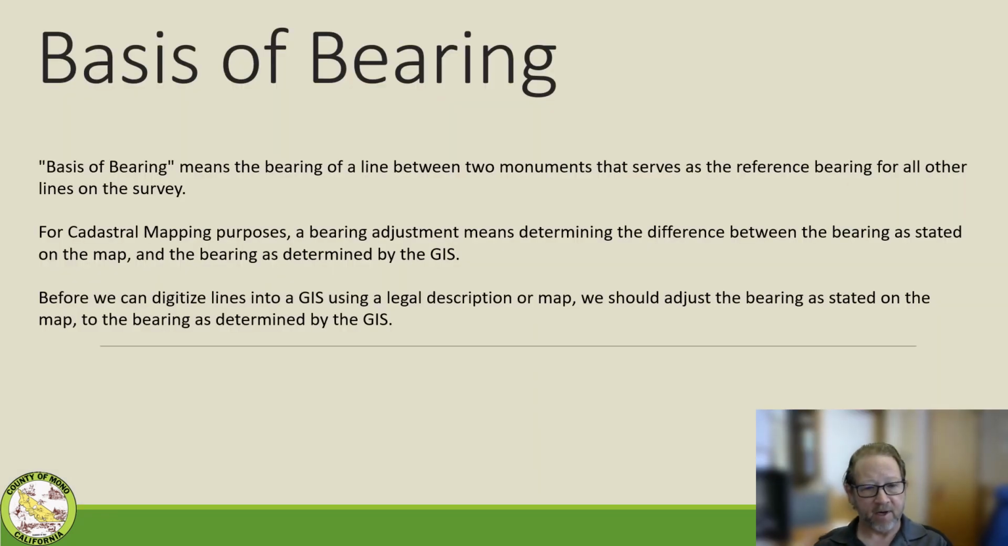First, we need to talk about the concept of basis of bearing. The basis of bearing means the bearing of a line between two monuments that serves as the reference bearing for all other lines on a survey. For cadastral mapping purposes, a bearing adjustment means determining the difference between the bearing that's stated on the map and the bearing that's stated within your GIS. Before we can digitize lines into a GIS using a legal description or a map, we should adjust the bearings that are stated on the map to conform with our GIS.